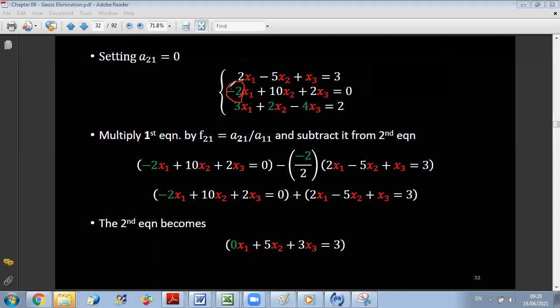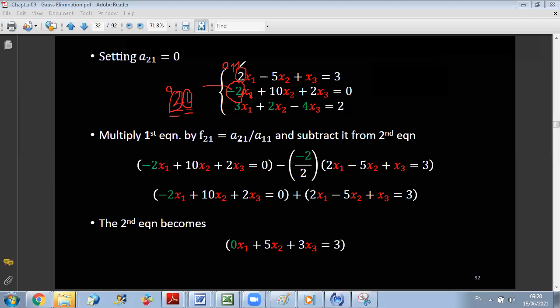This coefficient is called A21. The first subscript stands for the number of the equation. The second subscript stands for the subscript of x that I am multiplying by. I'm multiplying the coefficient by x1, so this subscript is 1. And since I am in line 2, the other subscript is 2. So this is A21. And this one here is A11.